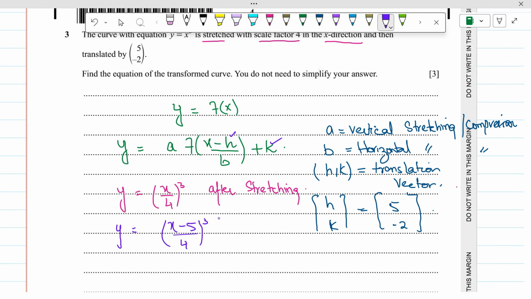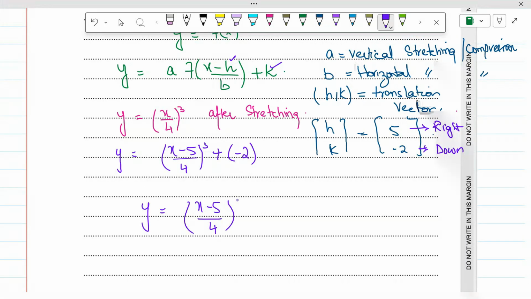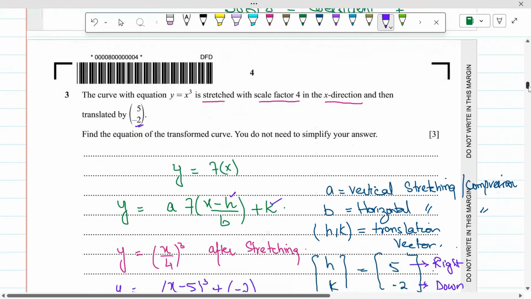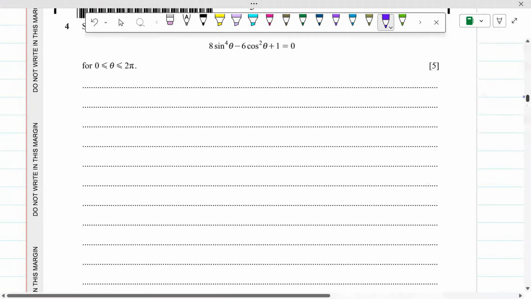Okay, now if we add the vertical component, which is negative 2, it will be added to this equation. So plus k means plus negative 2. Negative 2 means downward, and this positive 5 means towards the right. So we have y is equal to ((x minus 5) over 4) cubed minus 2. This is the required equation after transformation. We don't need to simplify it, so this is the final answer.